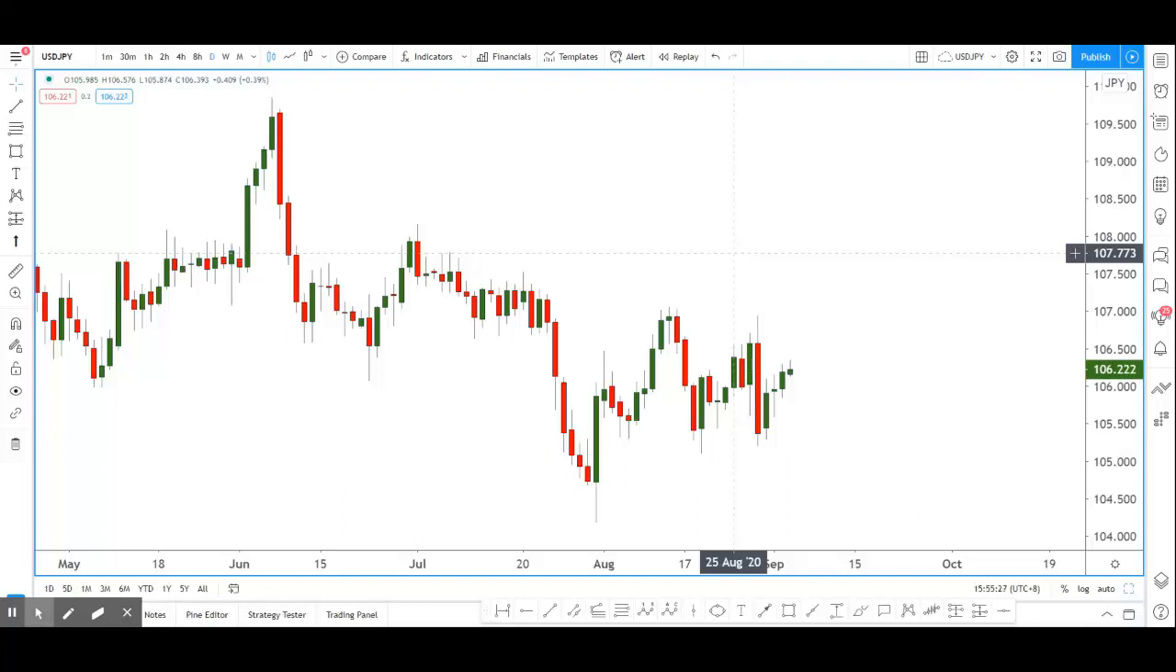Hi everyone, welcome to today's trade of the day, and for today's trade of the day I will be looking at the dollar yen. Now first and foremost, I'm going to start off with the daily chart.